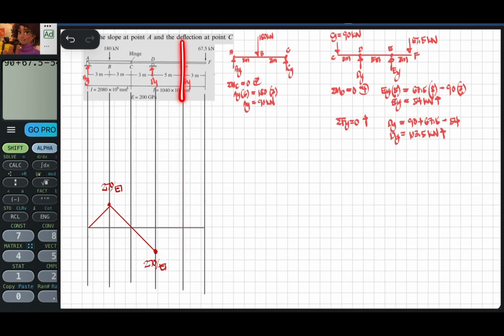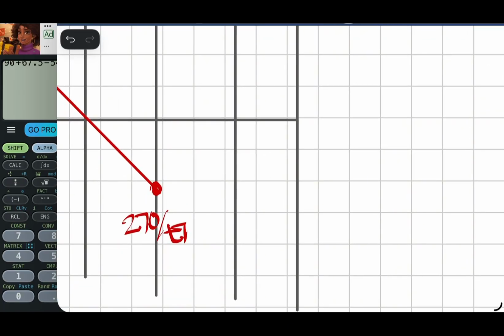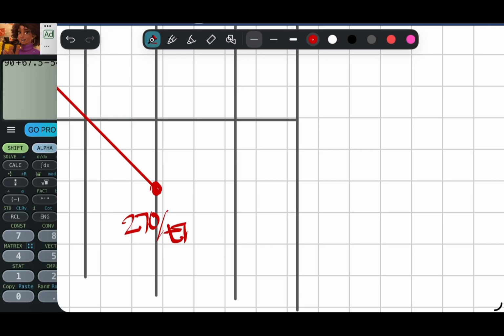And then for the moment at point E, let's cut the beam at E. Solve for ME using the right segment. So moment ME is clockwise if the right segment is used for analysis. So it is equal to 67.5 times 3, which is equal to 202.5. So this point right here is 202.5.